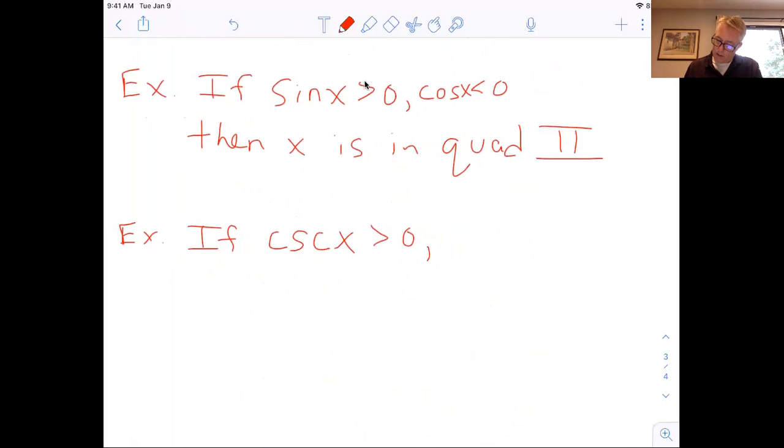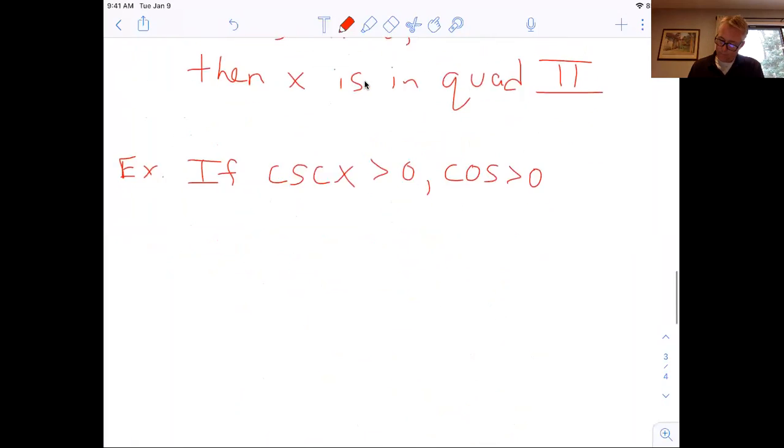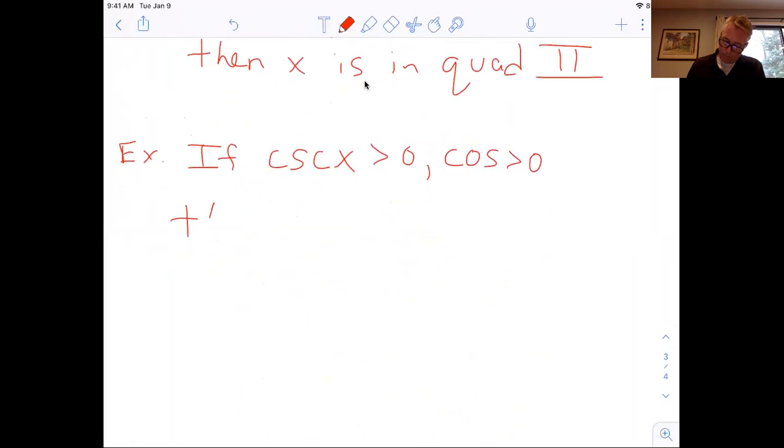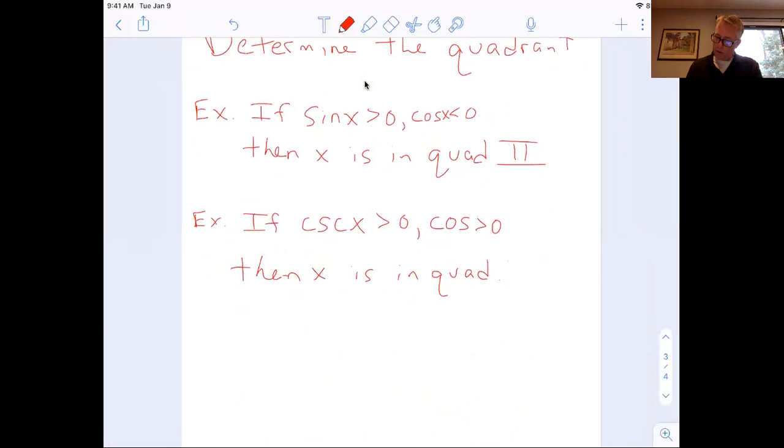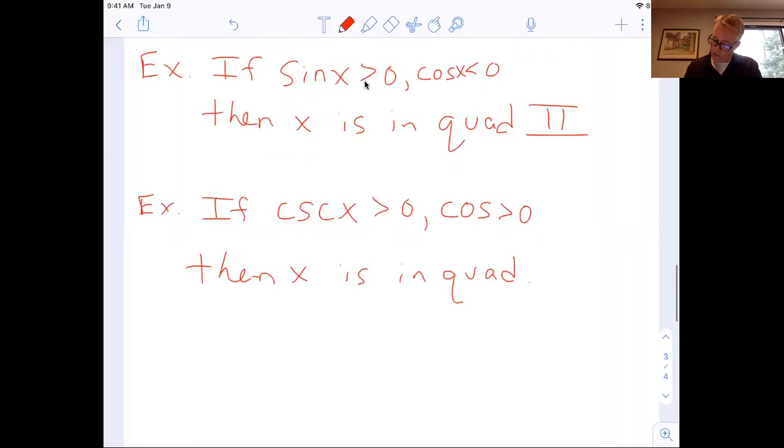and let's say that the cosine is greater than 0, then x is in, trying to determine which quadrant. So cosecant, that goes with the sine. That means the sine is positive, so that's in quadrant 1 or 2. Cosine is positive, so that's in 1 or 4. So that means it has to be in quadrant 1.